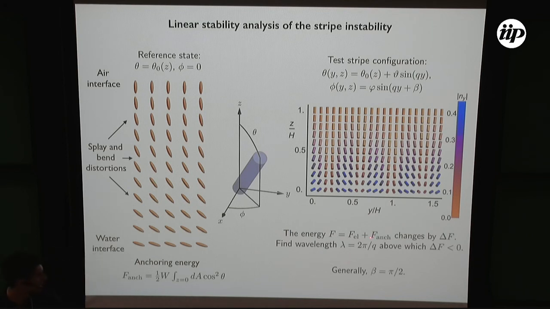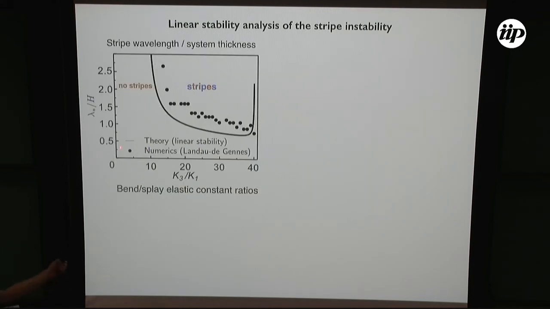And this sinusoidal undulation, so blue here is indicating how far off you are from the original orientation locally. The sinusoidal undulation changes the elastic and the anchoring energy by some total amount delta F, and I want to know when does the total energy decrease by adding these stripes as a function of the wavelength of the stripes. And what I find is that stripes are stable from this linear stability calculation in this region of this plot, where on the vertical axis I have the stripe wavelength in units of the sample thickness.